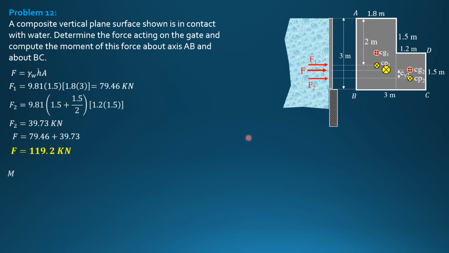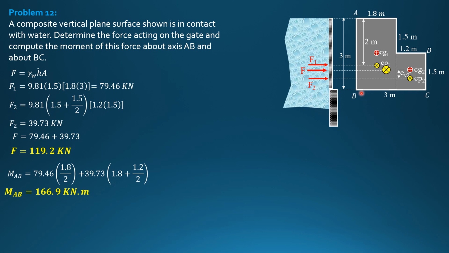Then, moment about AB. So moment about AB is F1 times 1.8 over 2 or 0.9, a moment arm of, because the force is acting here, so this is a rectangle, 1.8 over 2 or 0.9. Plus F2, the moment arm about axis AB is 1.8 plus half of 1.2. So plus 39.73 times quantity 1.8 plus 1.2 over 2. Hope you can follow. So moment about AB is equal to 166.9 kilonewton meter.